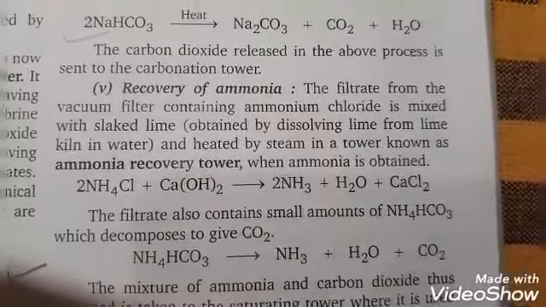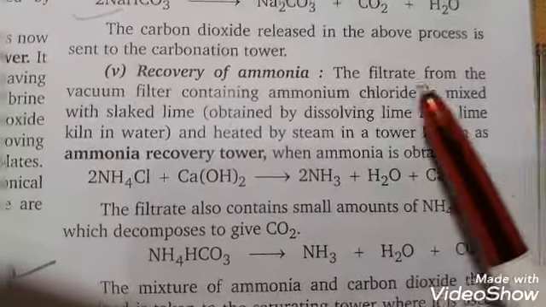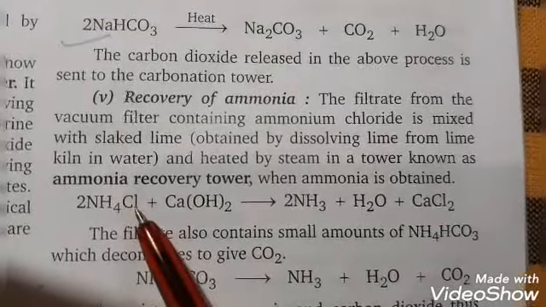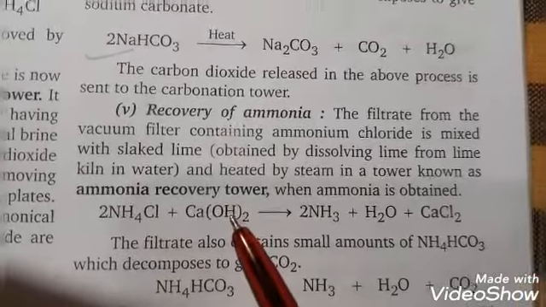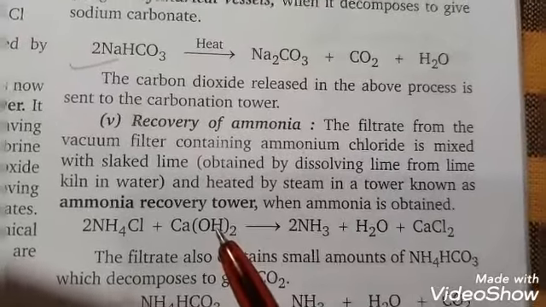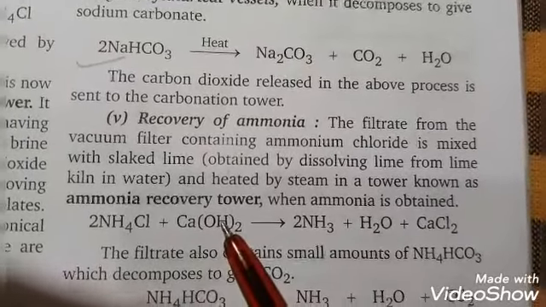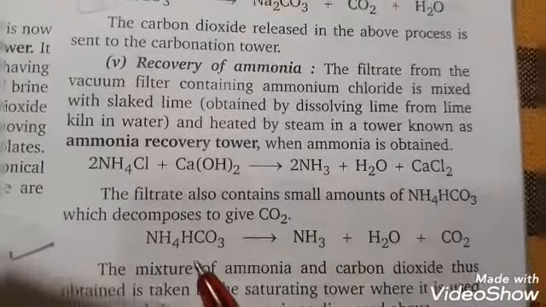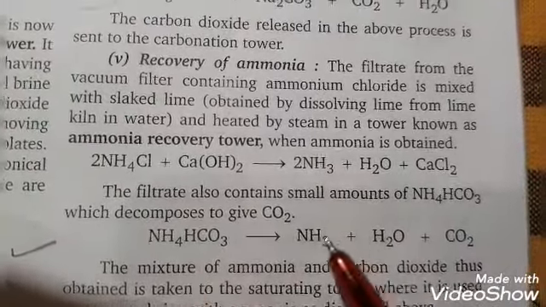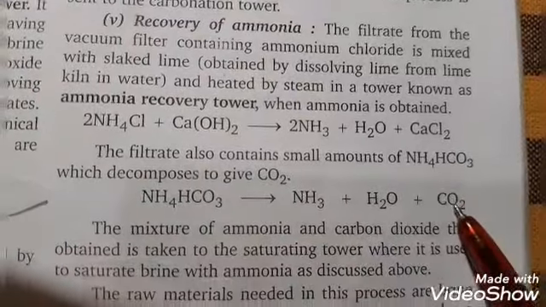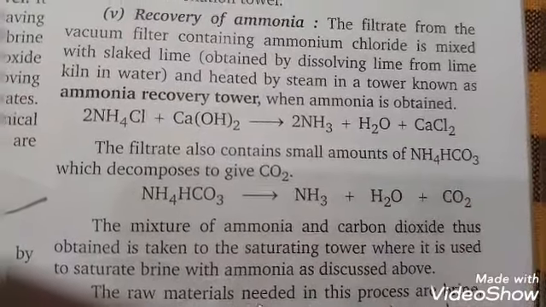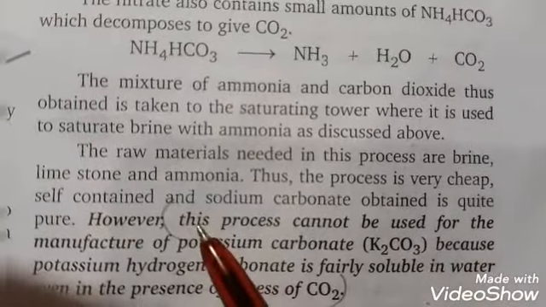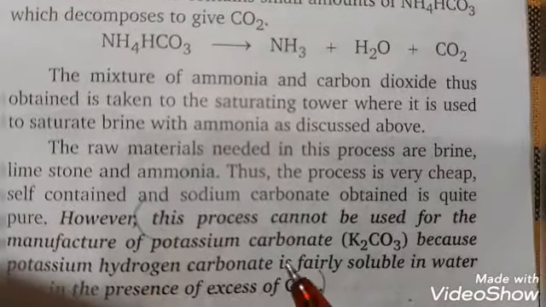And the last step is recovery of ammonia. The filtrate from the vacuum filter containing ammonium chloride is mixed with slaked lime and heated by steam in a tower known as the ammonia recovery tower, where ammonia is obtained. The filtrate also contains a small amount of ammonium bicarbonate. The mixture of ammonia and carbon dioxide thus obtained goes to the saturator, where it is used to saturate brine with ammonia as discussed above.